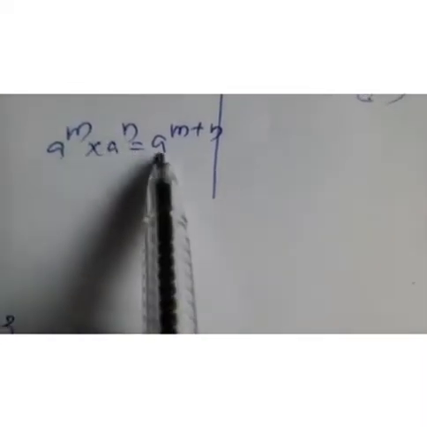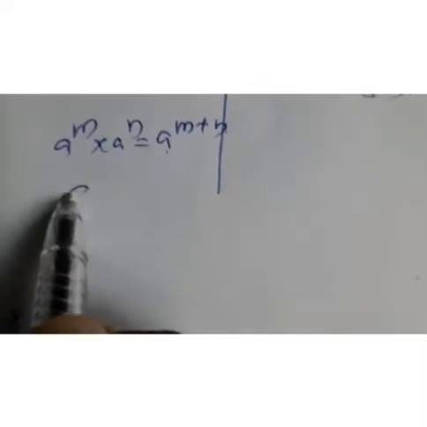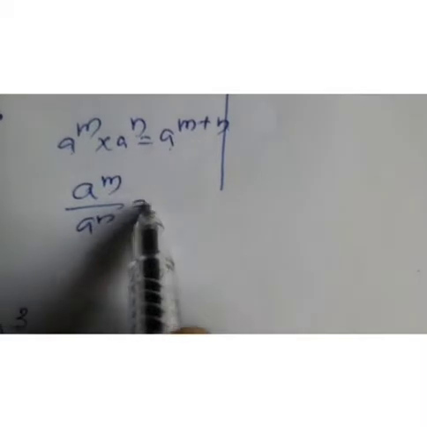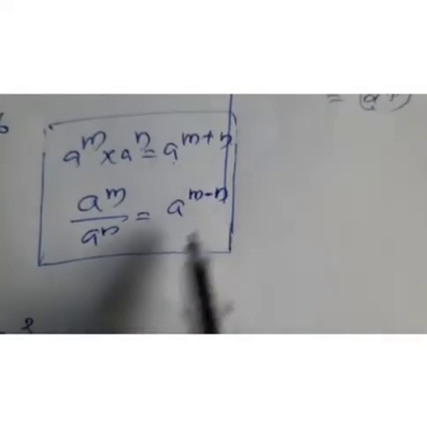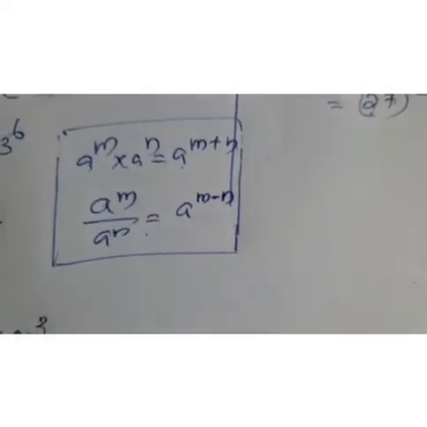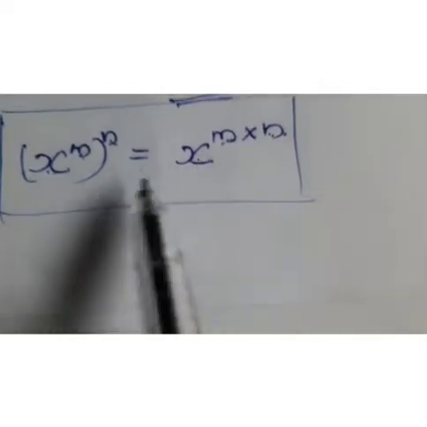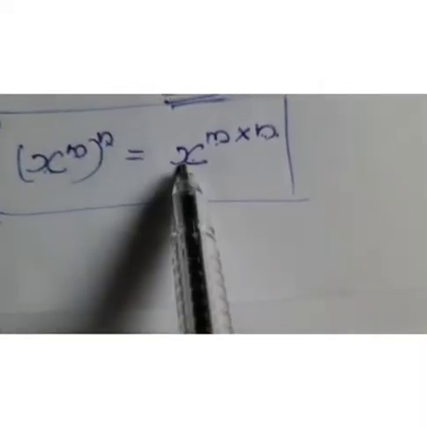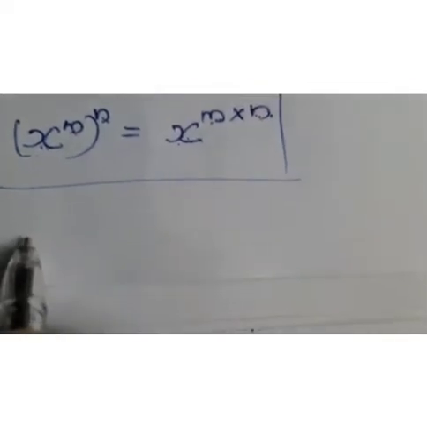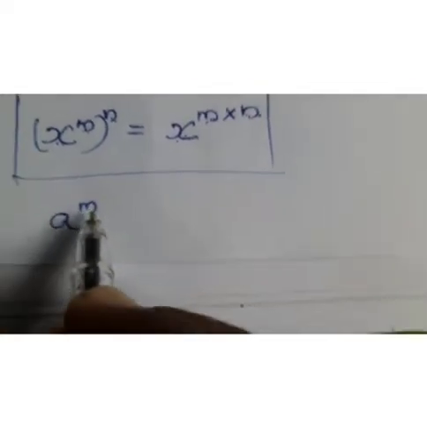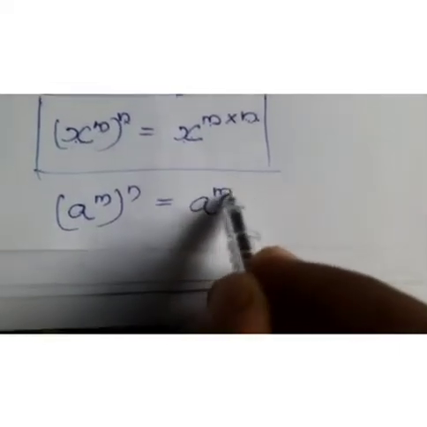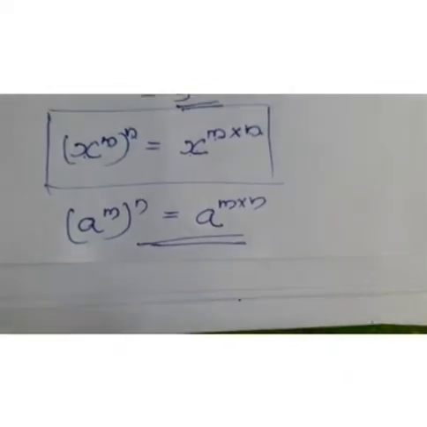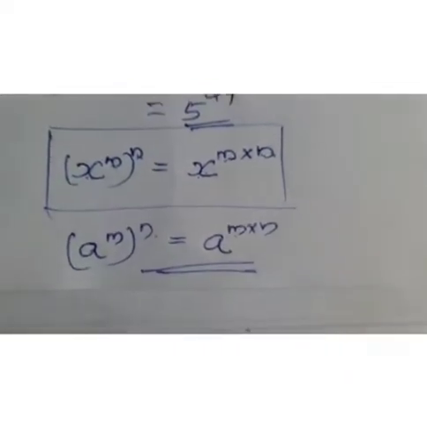This was the multiplication rule. a raised to m into a raised to n is equal to a raised to m plus n. And what about the division rule? a raised to m by a raised to n is equal to a raised to m minus n. So these are the two rules we studied earlier, multiplication rule and the division rule. This is the power of powers. So x raised to m whole raised to n is equal to x raised to m into n. Or if you write a raised to m whole raised to n, how will you write this one? a raised to m into n. So the power of powers should be multiplied.